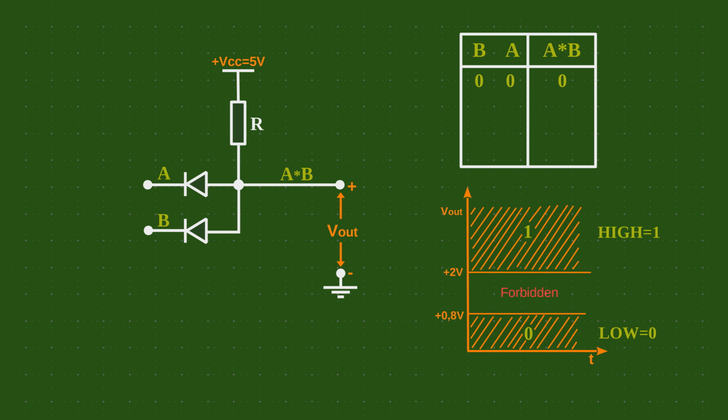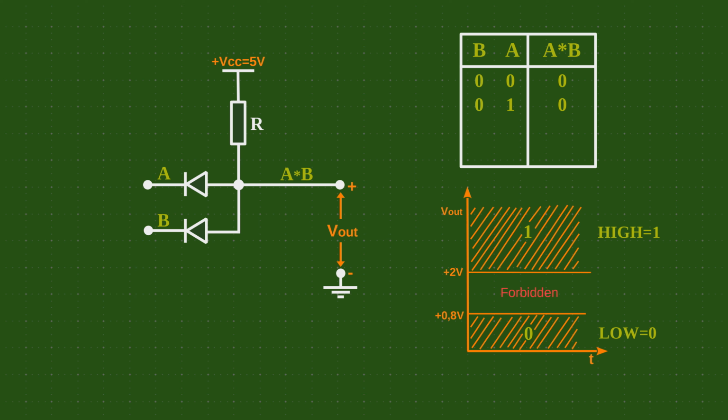In the next case the input signal A is high, and B is low. Due to the same potential on diode A, it is inactive. Diode B is positively polarized and current flows through it, which results in a voltage of 0.7 volts at the output, or low again.